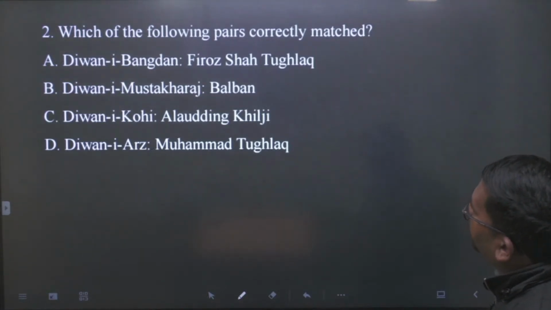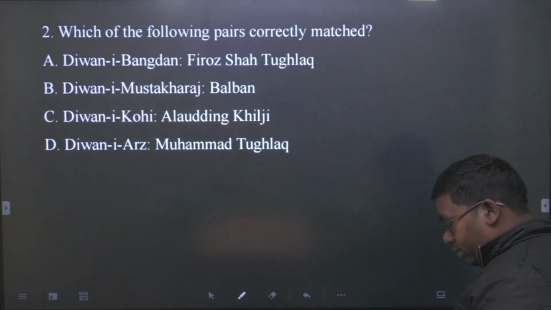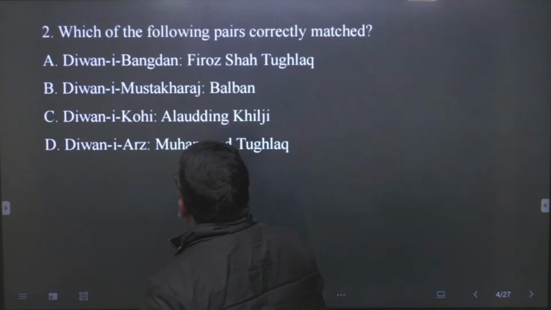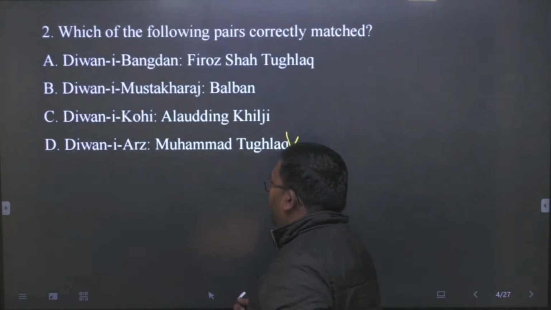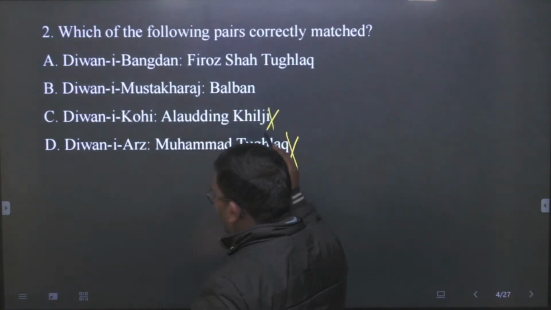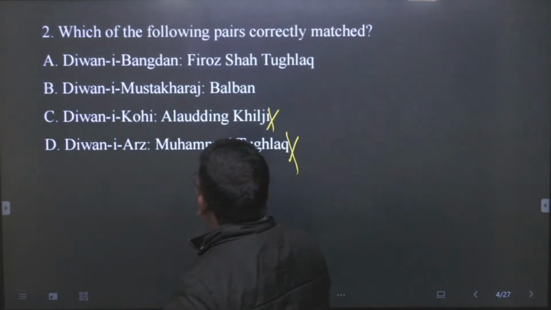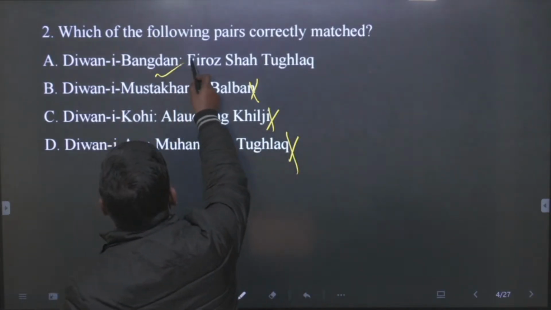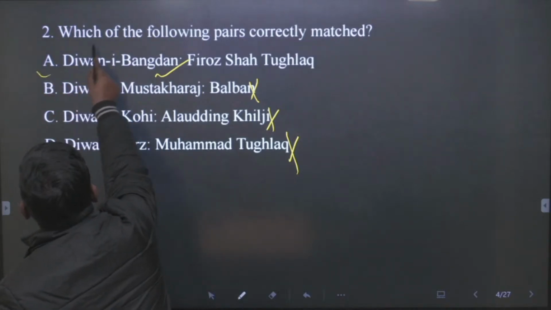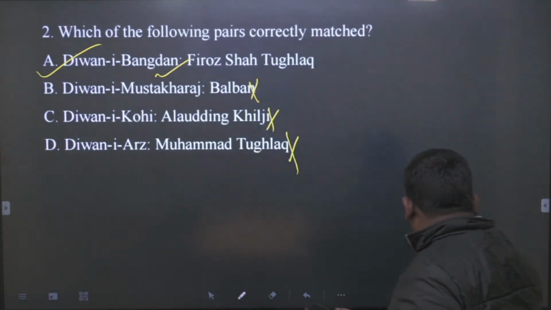then which of the following pairs directly match? Let us see who established which department, and which one is matching. So in this question, Diwan-i-Arz is made by Muhammad bin Tughluq. No, Diwan-i-Arz was established by Balban. The agriculture department was established by Muhammad bin Tughluq. False. Diwan-i-Mustakhraj was not Balban's. False. Then finally Diwan-i-Bandagan, it was a department of slaves, so it was established by this one. So the answer will be A. A will be the answer of this question. Okay, students, A will be the answer of this question.